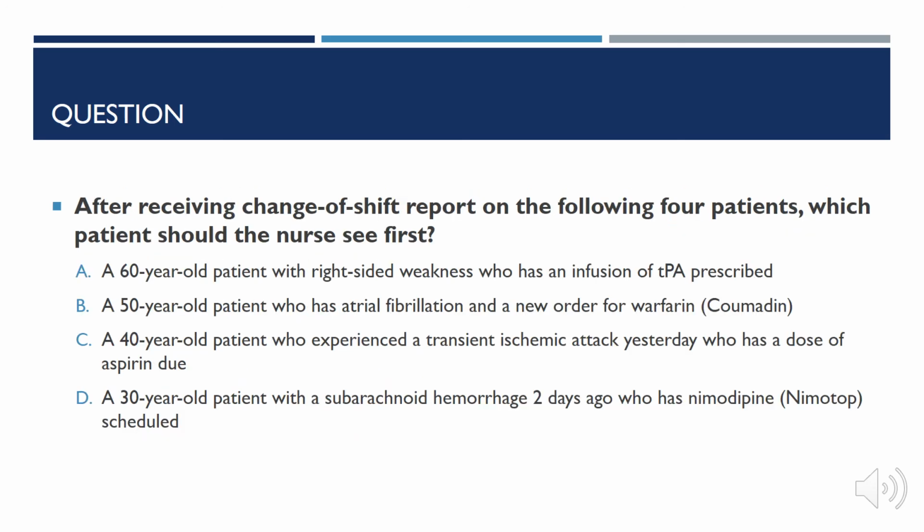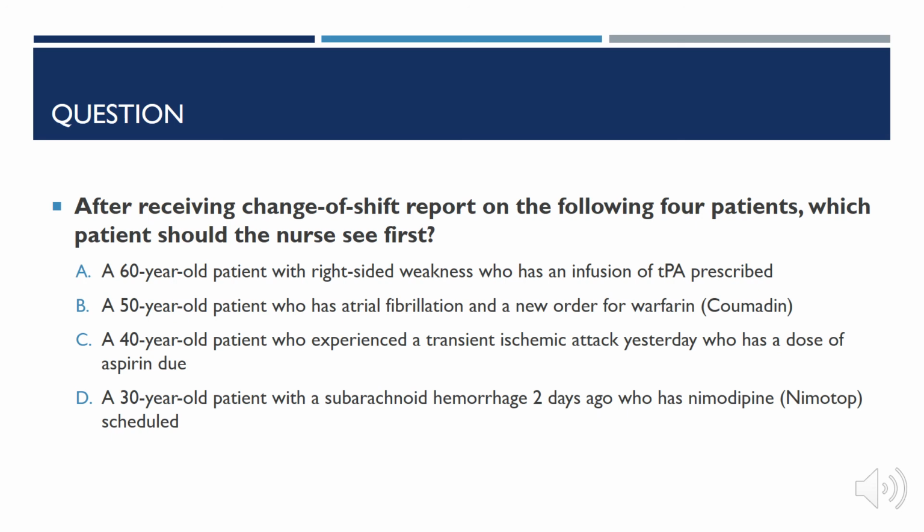After receiving change of shift report on the following 4 patients, which patient should the nurse assess first? A 60-year-old with right-sided weakness who has an infusion of TPA prescribed, a 50-year-old patient who has AFib with a new order of Coumadin, a 40-year-old patient who experienced a TIA yesterday who has a dose of aspirin due, or a 30-year-old patient with a subarachnoid hemorrhage 2 days ago who's on nimodipine scheduled.